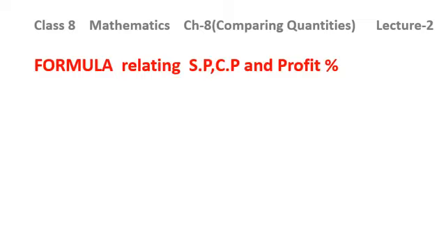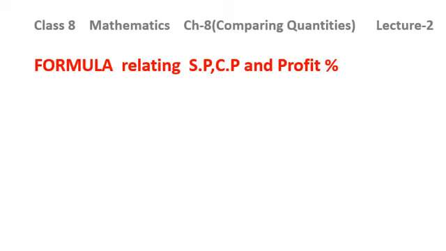So I am telling you one formula which relates SP, that is selling price, CP, that is cost price, and profit percent. So children, if two are given to you and you are supposed to calculate one unknown quantity out of these three, and if you know how, then you can use your own way. Otherwise, those who are unable to do it in an easy manner can use this formula which I am going to tell you.